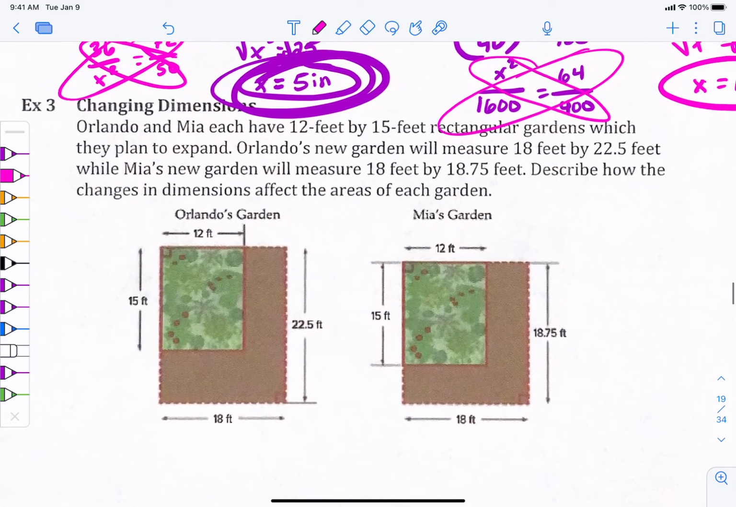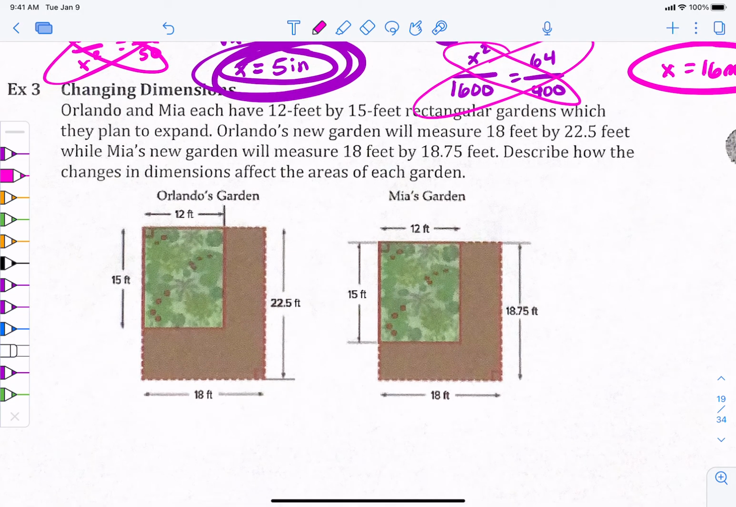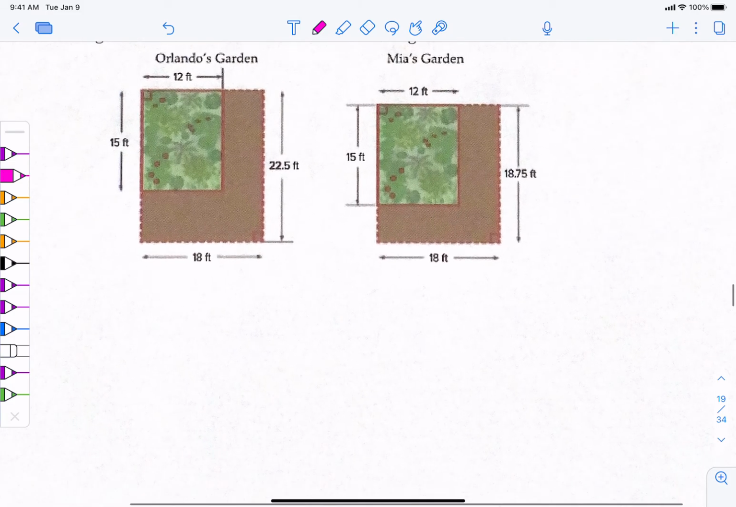Okay. All right. Example 3. Describe how the changes in dimensions will affect the area of each garden. Orlando and Maya each have a 12-foot by 15-foot rectangular garden, which they plan to expand. Orlando's new garden will measure 18 by 22.5, and Maya's new garden will measure 18 by 18.75. Describe how the change in dimensions will change the areas of each garden.